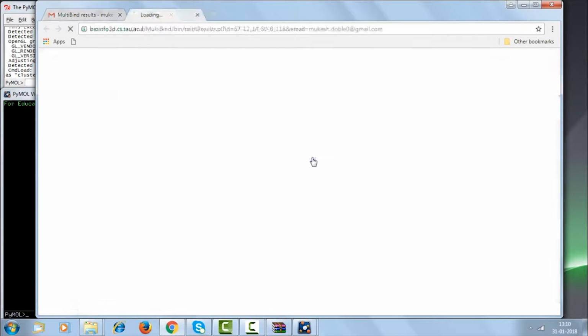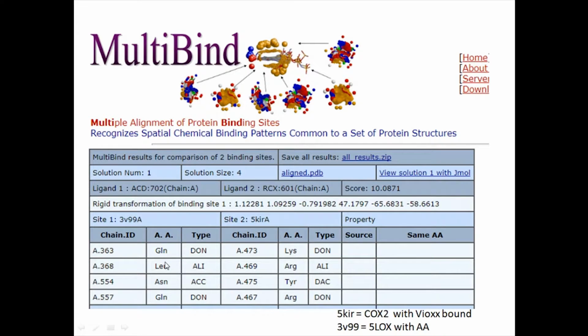We can click on that. Basically MultiBind compares different proteins and sees what the common features are in their active sites. This is very useful if you are looking at families of proteins.